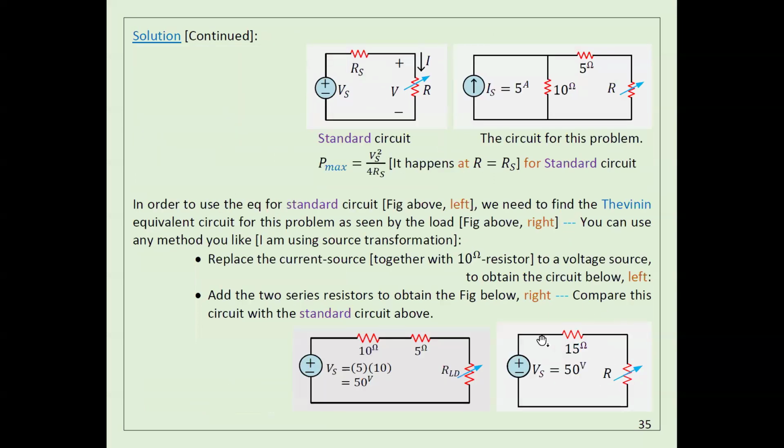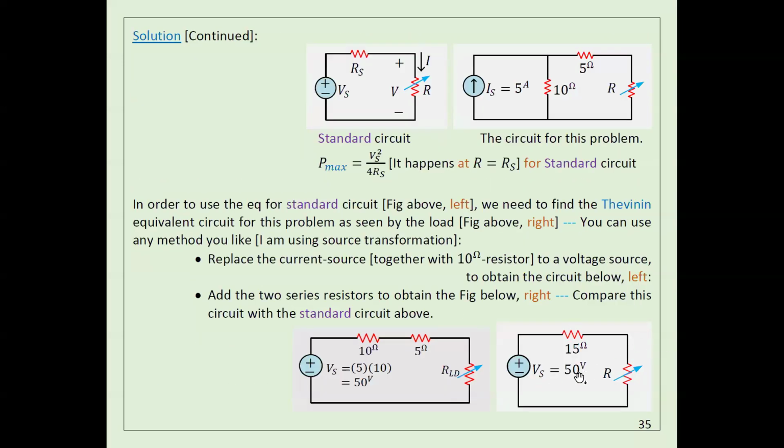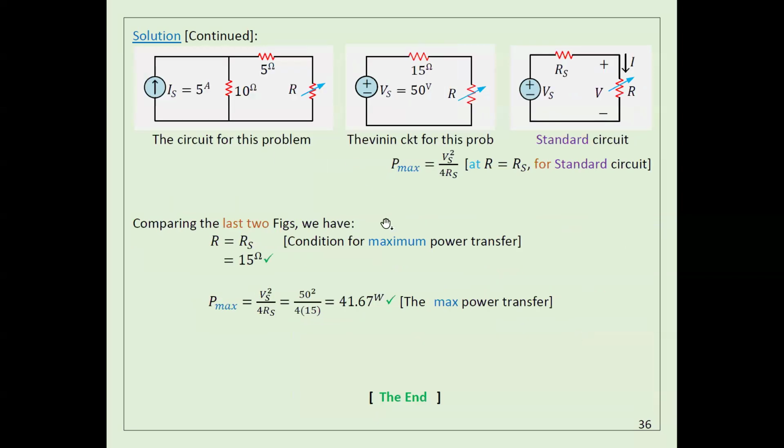Now this circuit is equivalent to this one. If I ask you, what is the value of R that can maximize the power transfer? Very easy now. R should equal 15. That's it, R equals 15. Also, if I ask you, what is the maximum power? You have the formula here: Vs squared divided by 4R. So Vs, 50, squared divided by 4R. This is the power transfer, and this is the maximum.